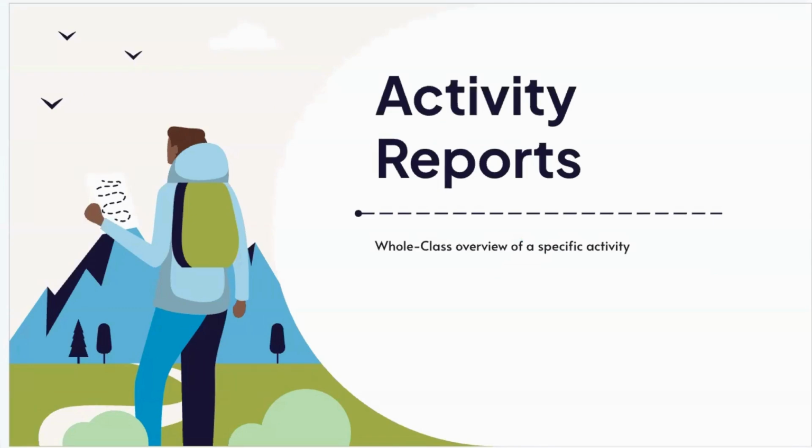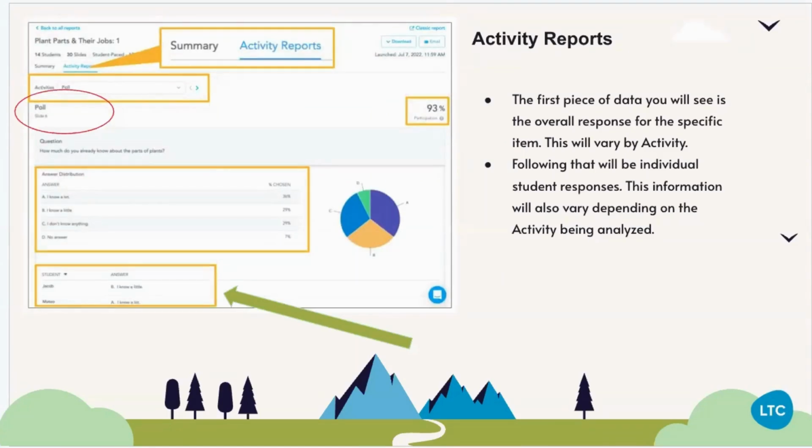So this is a whole class overview of a specific activity. In the activity reports, the first piece of data that you're going to see is the overall response for the specific item. So that's going to be in here. 93% of the students, or 93% participation, and your overall response in your graph form and in its block. Following that will be individual student responses, and this information is going to vary depending on the activity being analyzed. So if you see down here, student, I can click on the arrow, and then I'll be able to see each student individually. So you've got whole class, student.